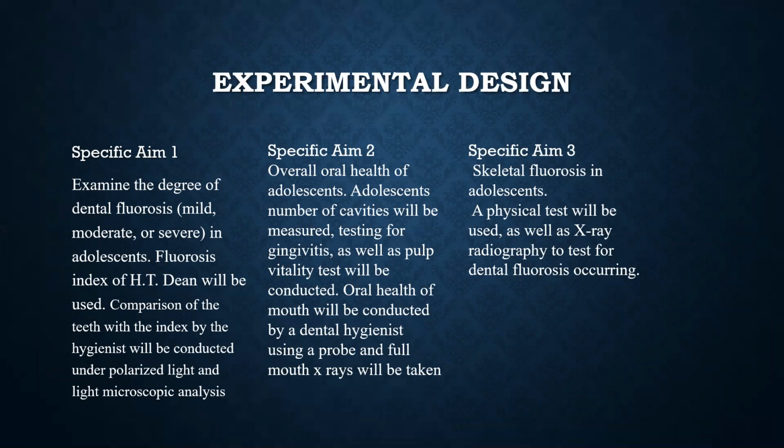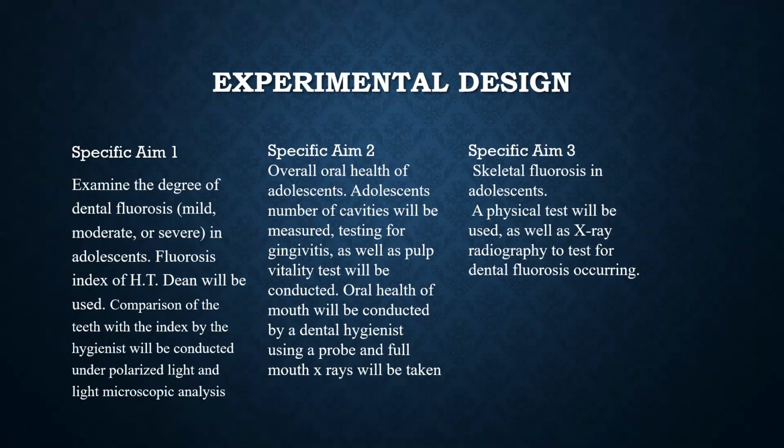To accomplish our specific aims of the study, specific aim 1, examine the degree of dental fluorosis. An HT Dean index will be used to examine the degree of dental fluorosis occurring in both the individuals from Kingsburg, Colorado, as well as Pueblo, Colorado. Comparison of the teeth with the index by the hygienist will be conducted under polarized light and light microscope analysis. The data will be recorded and averaged for each of the towns.